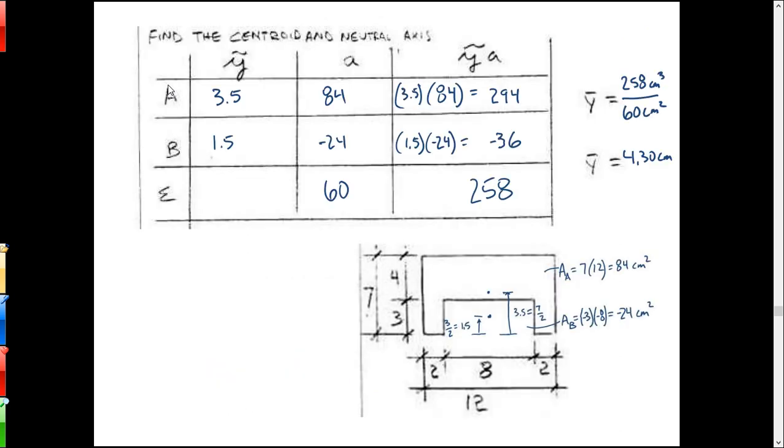So I'll just plug everything in. My little y bar to the entire rectangle is 3.5, and my little y bar to the cutout is 1.5. And the areas are 84 and negative 24. It is important that you carry that negative through on this one. So when I multiply that out, I get 294 minus 36, 258. And the total area with the cutout is 60. So I'll take 258 over 60 and get 4.3. That's where this y centroid is. That's where the neutral axis is at.